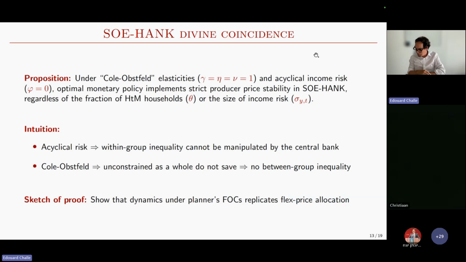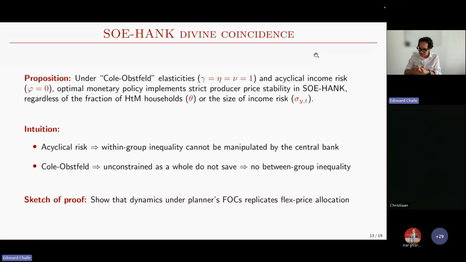And our benchmark is as follows. Suppose you keep the Cole-Obstfeld elasticities. And in addition, you assume that there is idiosyncratic risk. So we're not in the RANK world, but risk is acyclical, unresponsive to the business cycle. There is just as much earnings risk in a recession as there is in a boom. Then you implement exactly the same optimal monetary policy as in the RANK benchmark. There is no difference in optimal policy. There is still divine coincidence, despite the fact that people are heterogeneous.